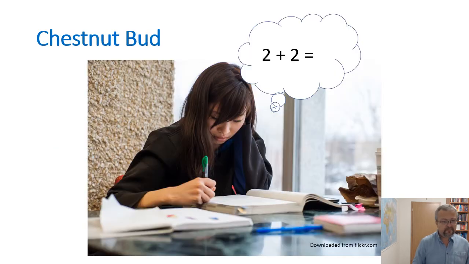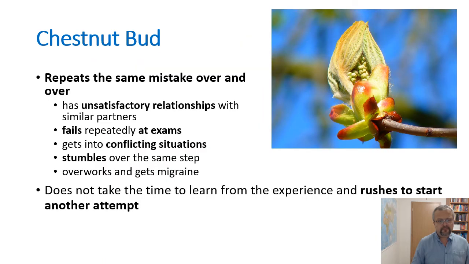And finally, chestnut bud is for people that repeat the mistake over and over. For example, they may have similar unsatisfactory relationships, and as soon as they stop one relationship and they know what's wrong there, they start another relationship with a similar partner. Or they may repeatedly fail at exams, making similar mistakes, or they may get into similar conflicting situations, or stumble over the same step, or they may also have some physical problems.